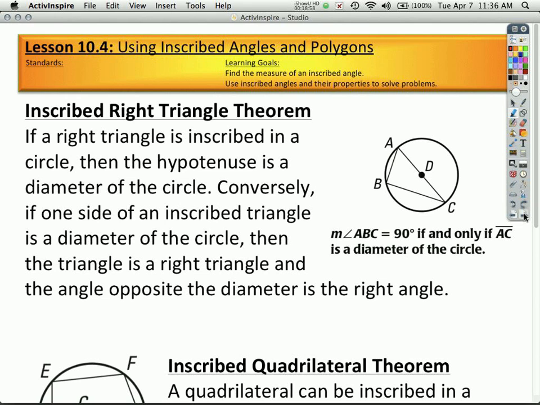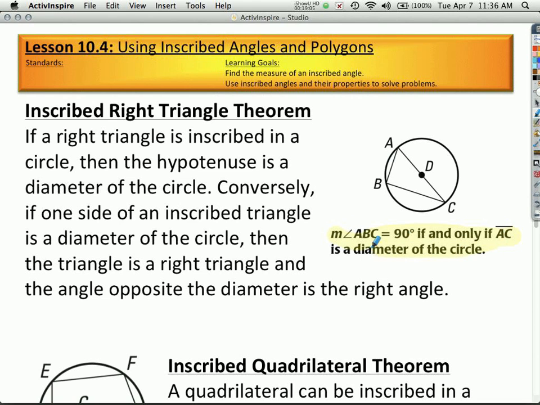You can see it written as a biconditional right here. Okay? Any questions about the inscribed right triangle theorem? Again, don't worry about the name. Just worry about the idea.